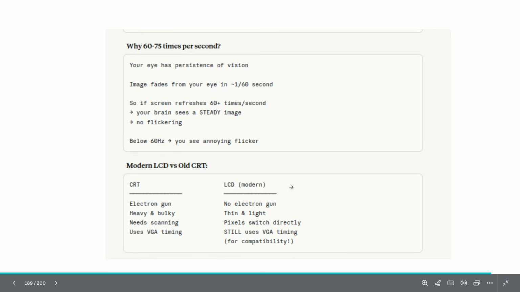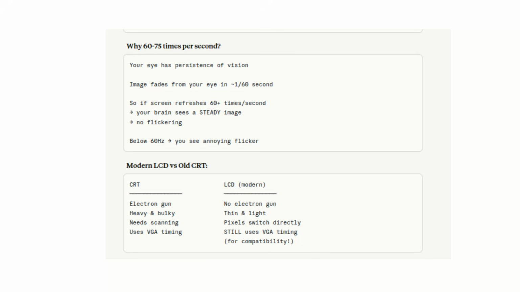Fine. So in our PDF there was a small difference between the old CRT and this LCD, right? So this difference is what I have given here. That is, in the old CRT an electron gun is used, it is very bulky, as we said, and it needs what? We are scanning here, right? We are basically scanning here, and we are using VGA timing.